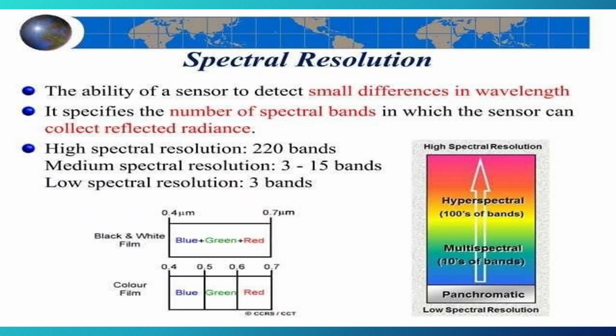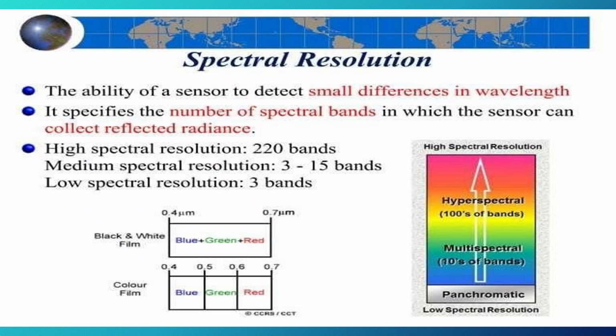Spectral resolution refers to the ability of a sensor to detect small differences in wavelength and the number of spectral bands it can record. High spectral resolution means the sensor captures data in many narrow bands, such as hyperspectral sensors with around 220 bands, allowing very detailed analysis.